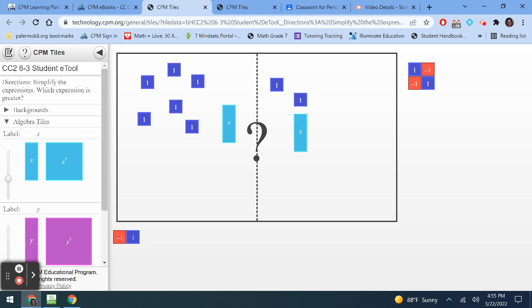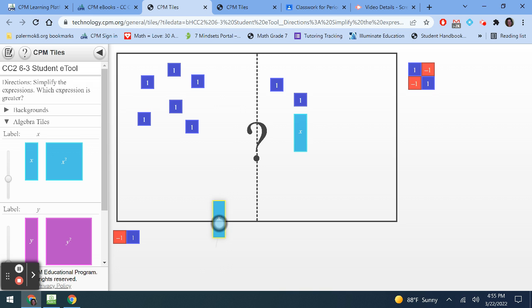And then we just learned a second legal move just a minute ago, which is that I can remove balanced sets from both sides. That's the way that CPM calls them, balanced sets. I call them the same shape, same shade. So I can remove anything from both sides of the mat as long as they are both the same type of tile, the same color, and the same quantity, so the same number of them.